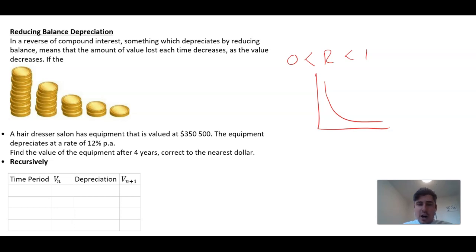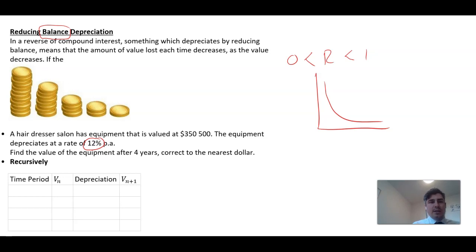Take a car, for example. You buy a car at, say, $50,000. In the first year, you expect there to be quite a big drop. In the next year, there would be less of a drop. And gradually, as time goes on, the drops are less and less until the point where it plateaus and the value doesn't change very much at all. So this is because the balance or the value of the item, the investment, is going down every time. So the decrease also reduces if you keep the rate of depreciation the same.